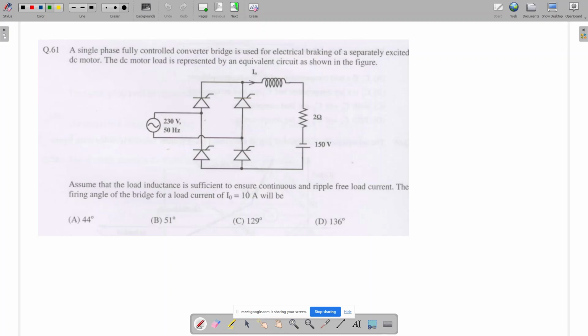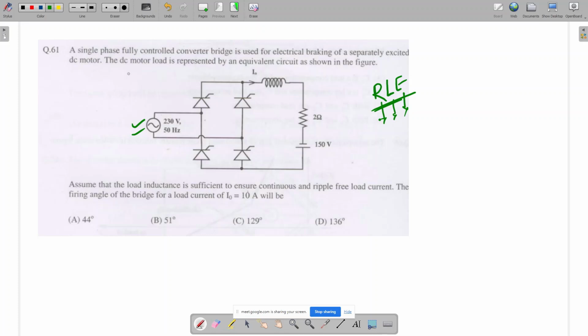So this is the first question. This is a full bridge rectifier circuit. Here the source voltage is 230 volt, 50 hertz, and on the output side an RLE kind of load is there. RLE load means we can model a DC motor as RLE. In a DC motor, resistance will be there, inductance also will be there, and one back EMF will be there.